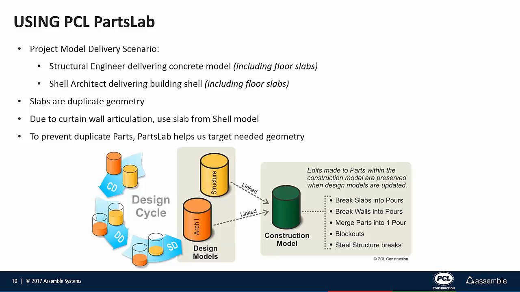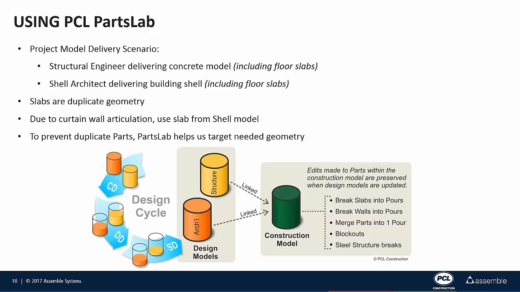For using PartsLab, we are going to be opening up another model, and the delivery scenario on this model is that there are two models linked in. One is from the structural engineer. It's a concrete model that includes floor slabs. And the second linked model is from the shell architect, and this model also includes floor slabs. The shell architect had quite a bit of complexity in the curtain wall, and so they were responsible for the slab edges. Because there are slabs in both models, we've got some duplicate geometry.